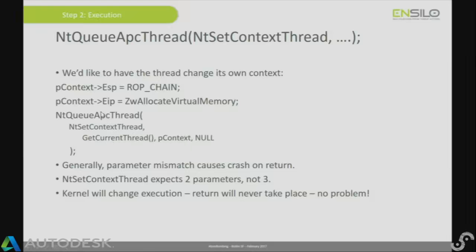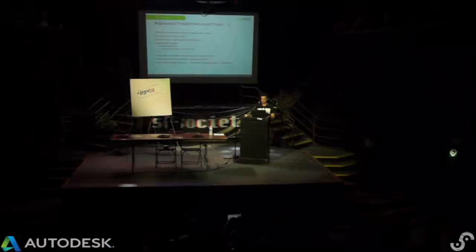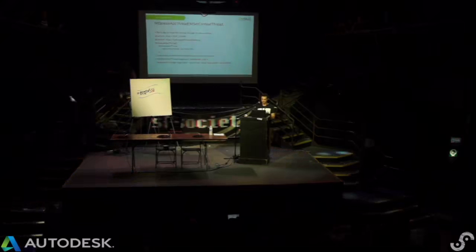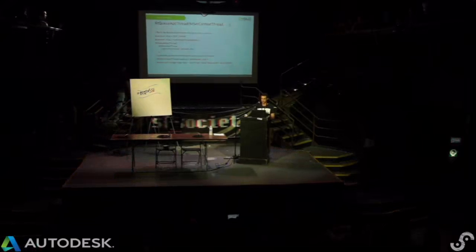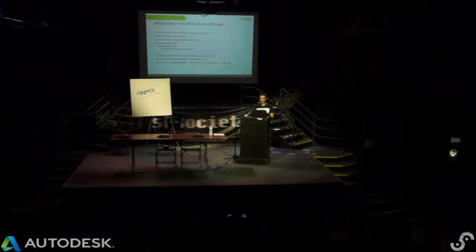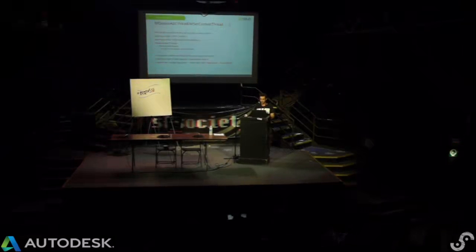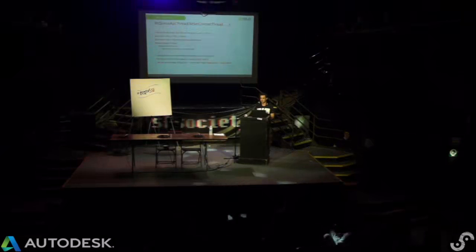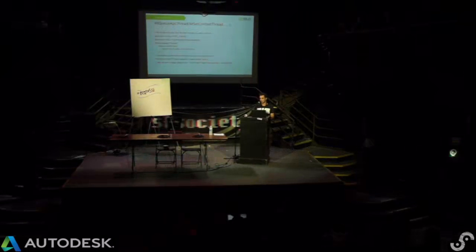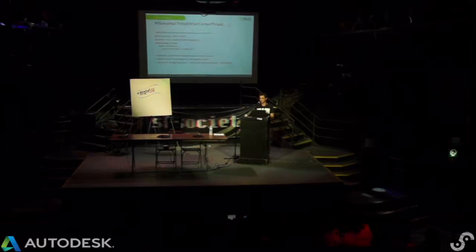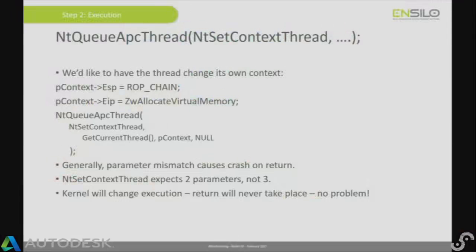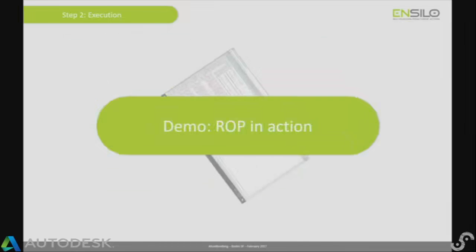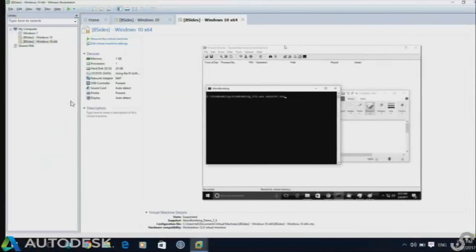Now the only problem here is that generally speaking, a parameter mismatch causes a crash on return, and NtSetContextThread expects 2 parameters and not 3. And so in theory this should lead to a crash. However, in this specific scenario, once the execution gets passed onto the kernel, the return will never take place, because the execution is diverted from the normal execution flow to our new context that we passed in this pointer right here. So there will never be a return, and so there will never be a crash, and so we don't really have a problem here. So let's take a look at the ROP chain in action.